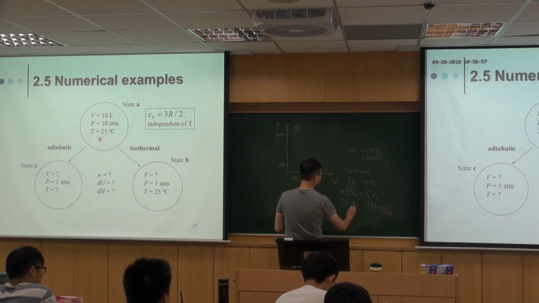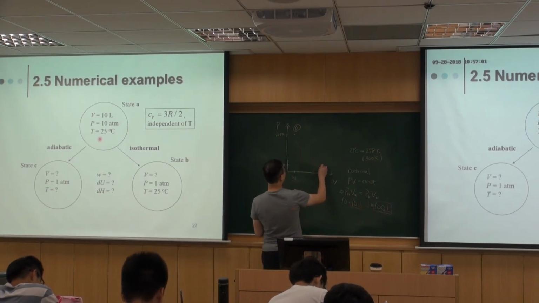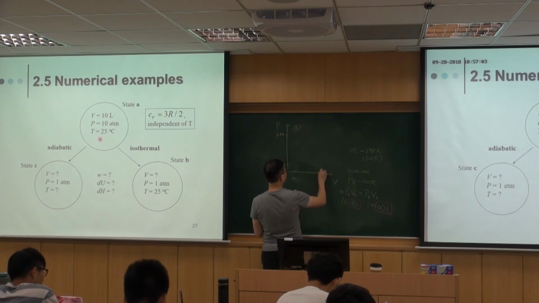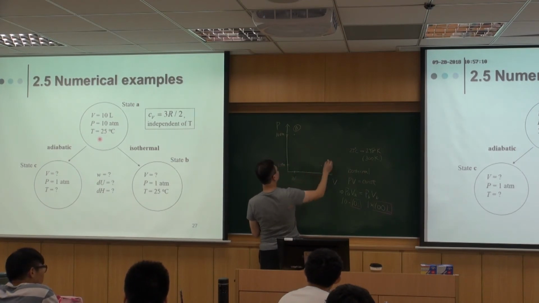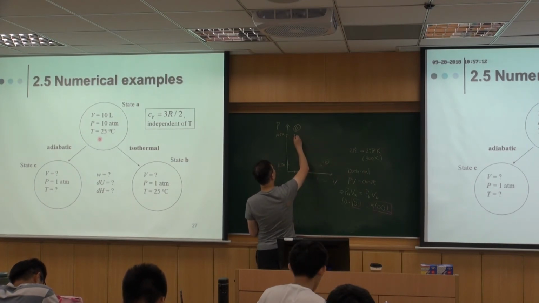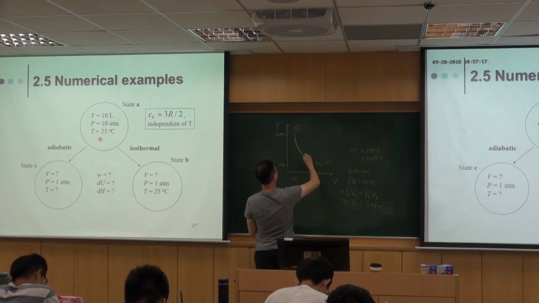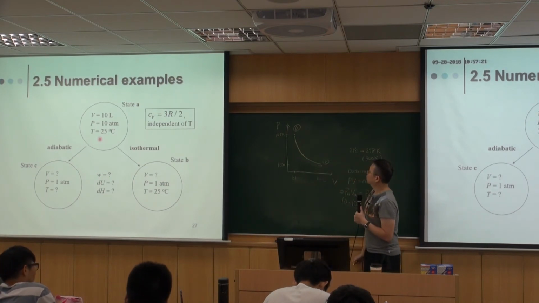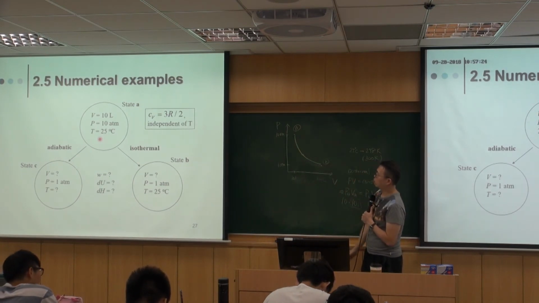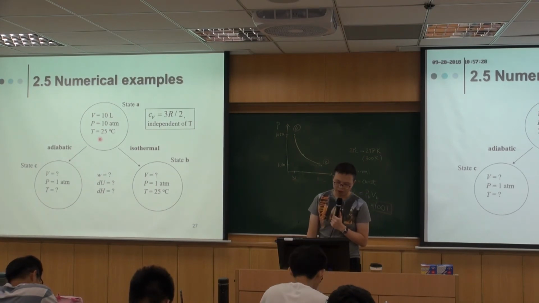So here it was 10 liters, and it turns out to be 100 after this process. So let's say it's over here. And therefore, for state B, we know that the state is over here, and the isothermal process will look like this. And the temperature is still the same, right? So that's the reason why we call this isothermal.